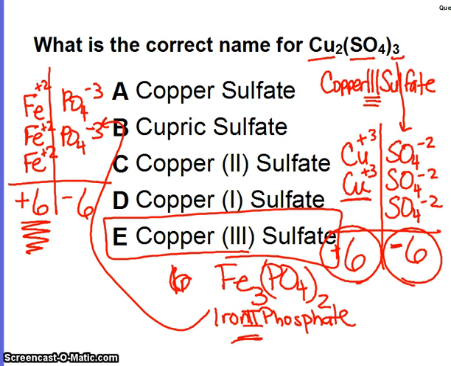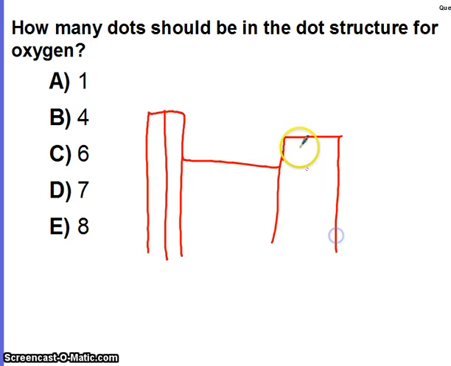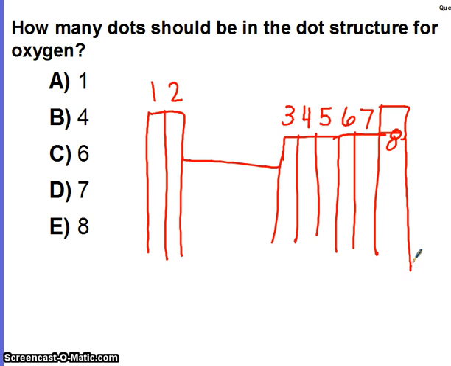All right, next, how many dots should be in the structure for oxygen? Okay, so this is where you should remember from your periodic table this: 1, 2, 3, 4, 5, 6, 7, and 8, with the exception of helium. That's how many valence electrons they have before they form ions. So oxygen happens to be over here. It has 6. So we would do this: 1, 2, 3, 4, and then 5, 6. You can do it that way.